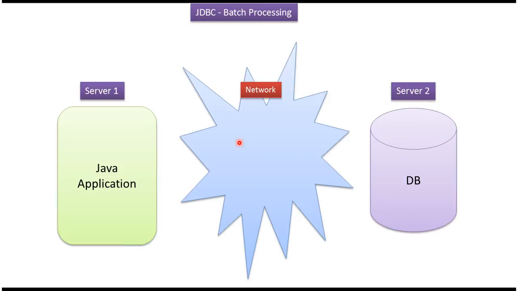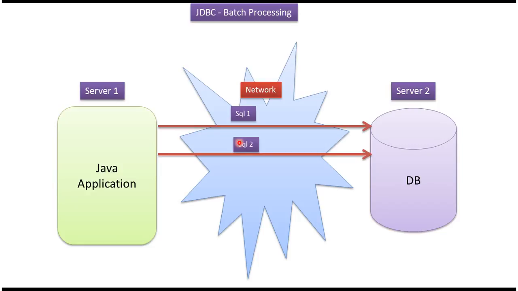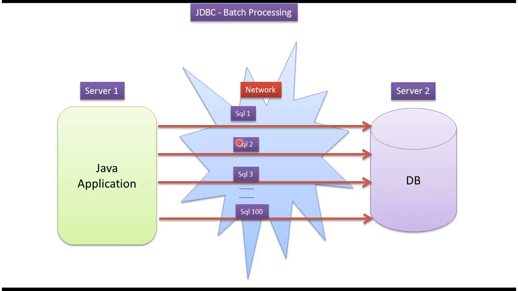Suppose you want to execute some 100 queries. What we used to do is send each query from the Java application to the database server and execute them one by one. First we send SQL1 from the Java application to the database server and execute it. Like that we send SQL2, and then SQL3, and we send each query and execute it one by one.